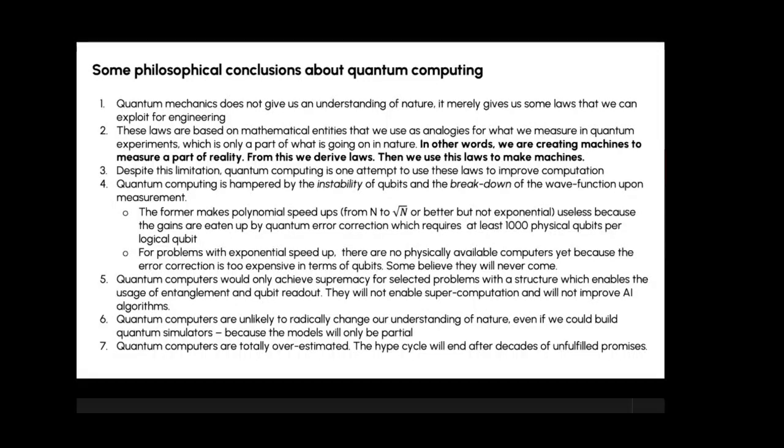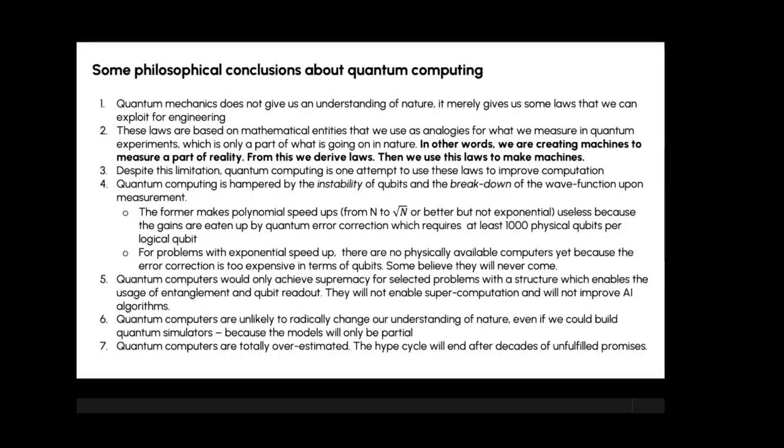Despite this limitation, quantum computing is one attempt to use these laws to improve computation. Quantum computing is hampered by the instability of qubits and the breakdown of the wave function upon measurement. So the former makes polynomial speed up from n to square root of n or better, but not exponential, totally useless because the gains are eaten up by quantum error correction. I've told you this already. For problems with exponential speed up, there are no physically available computers yet because the error correction is too expensive in terms of qubits. Some believe they will never come.